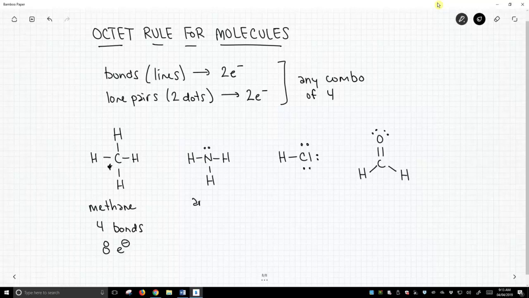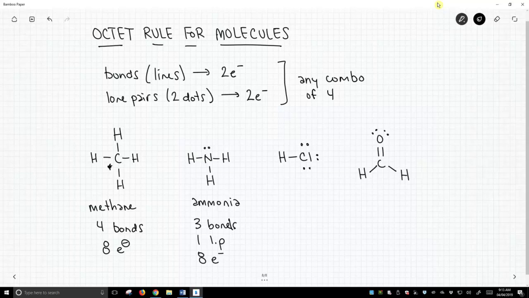Here is ammonia. Technically not an organic molecule, but a molecule commonly encountered in organic chemistry. It has 3 bonds, and 1 lone pair. That is 8 electrons. Fantastic.